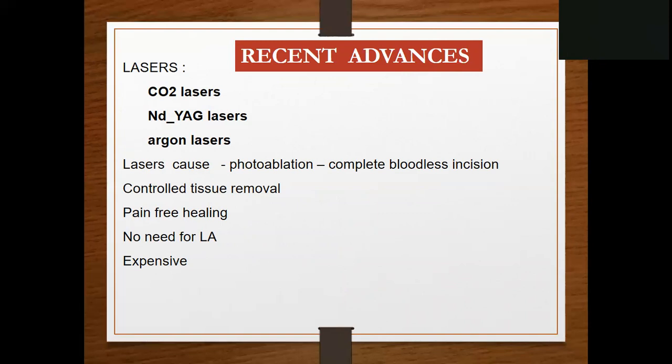Moving on to the recent advances, lasers are a recent advanced technique, and some other techniques will also be dealt with. Of the lasers, 3 types are used for the removal of excessive gingival tissue: carbon dioxide laser, Nd:YAG laser and argon laser. The lasers act by photoablation, and a completely bloodless incision is prepared. The tissue removal is controlled, and it's a pain-free procedure.